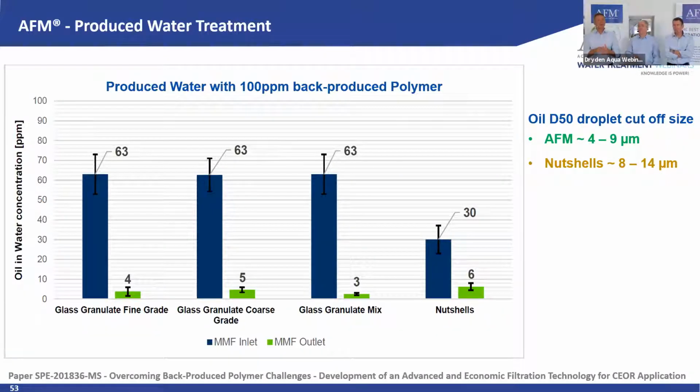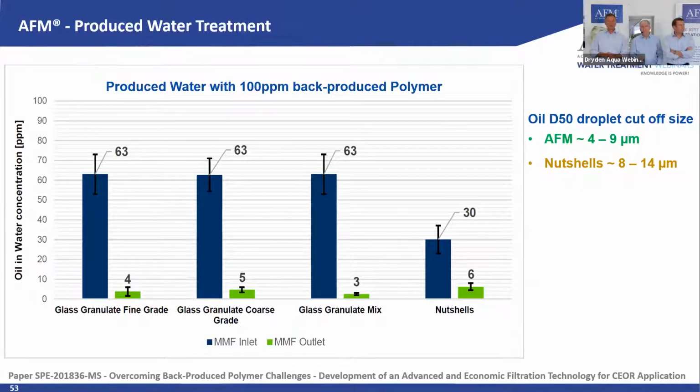If you add these polymers, you cut the droplets into smaller ones. Without back-produced polymer, you also have smaller ones, yes. But this is why with polymer, it's more difficult to filter. Yes, because you kind of emulsify these oils, so they become more difficult to remove by filtration.